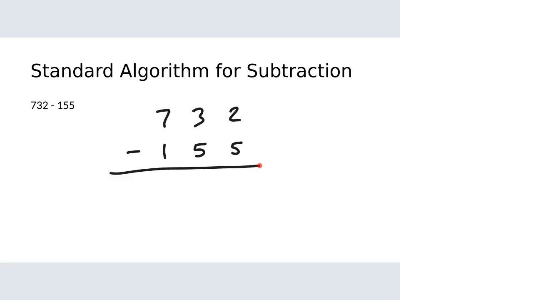But our standard algorithm is going to have us start in the ones place. I look in the ones place, and I would like to do 2 minus 5. Well, I can't do that. I don't have enough to do 2 minus 5. So what we're going to have to do is borrow. What I'm going to do over here is borrow 10 from the tens column, and I'm going to put those in the ones column.